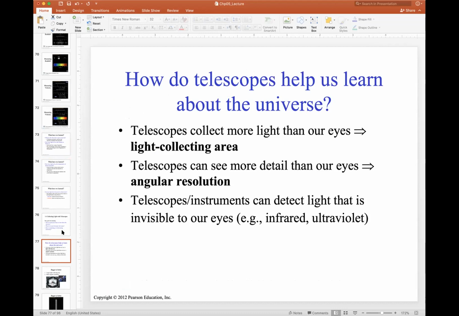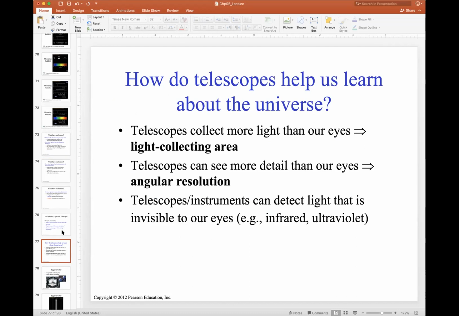So we're going to talk about the telescope and what we're really dealing with here. We like the telescopes as big as they can be. Telescopes collect more light than your eyes, so they have bigger light collecting areas. And telescopes can also see more detail, so they have more angular resolving power. They have better resolution than your eyes, right?